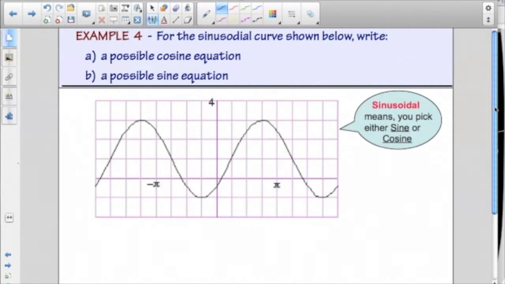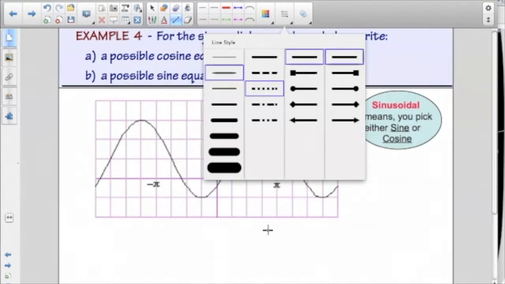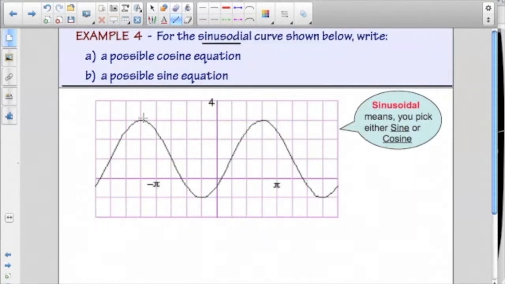Okay, next slide is taking a graph and now putting it into a sinusoidal function. So remember I said it before, sinusoidal means you get to pick sine or cosine. Okay, the first thing you want to do is get our midline in. So very important, get that midline in. Okay, so if I go from the top down to the bottom, which is 4, and half of 4 is 2. So I draw a midline. You might as well draw your top and bottom, it's good to see. And there we go.